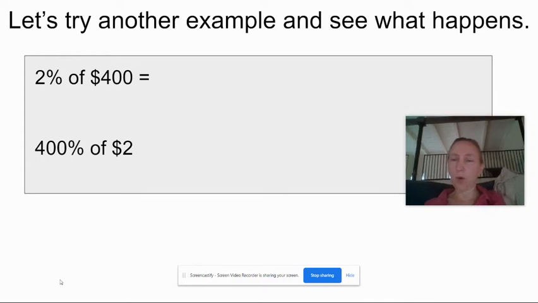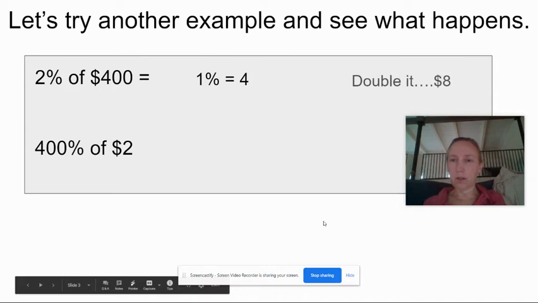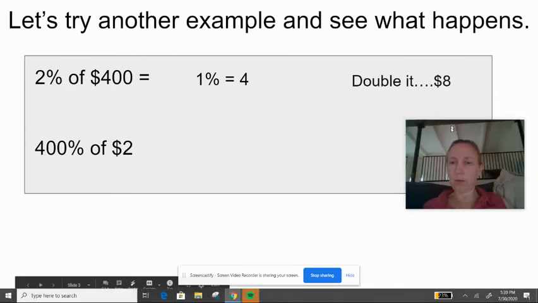2% of 400 or 400% of 2. How do we find 2%? We find 1% by moving the decimal twice to the left, which gives us 4. And then how do you find 2%? We double it. Is that what you figured out? We get 8.